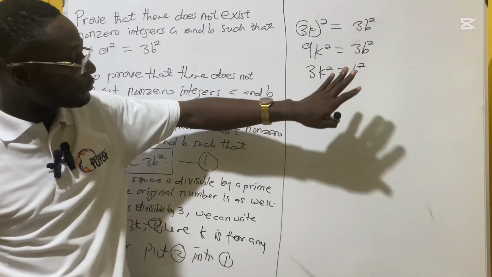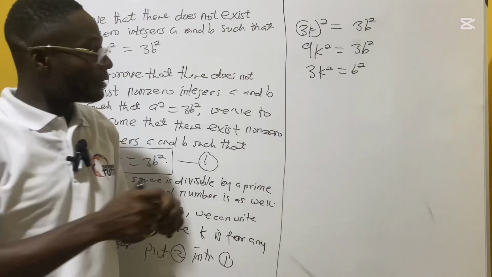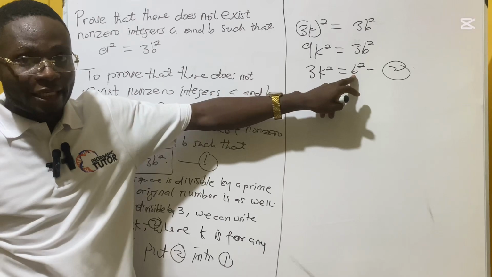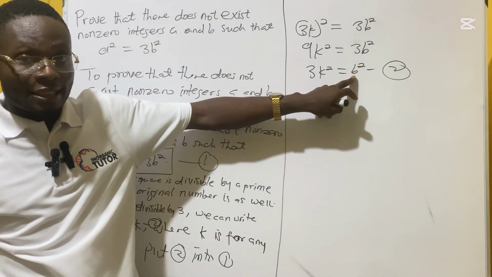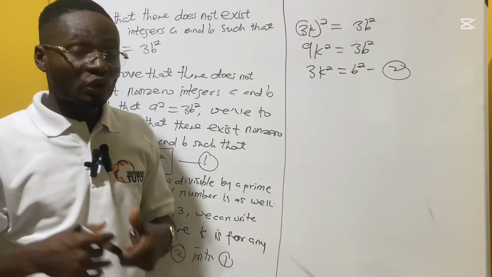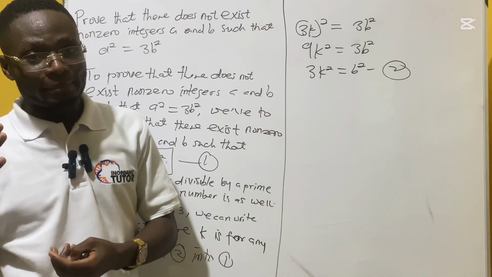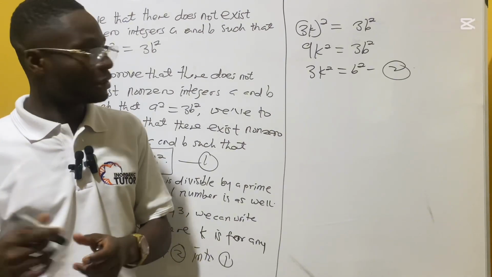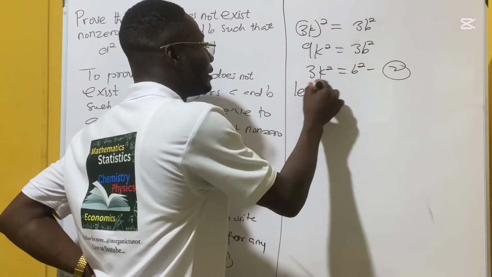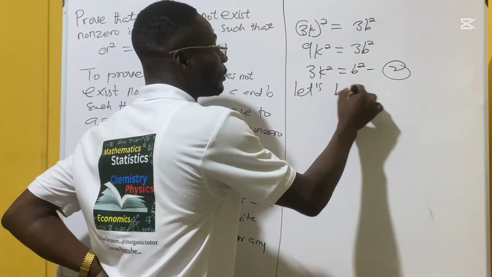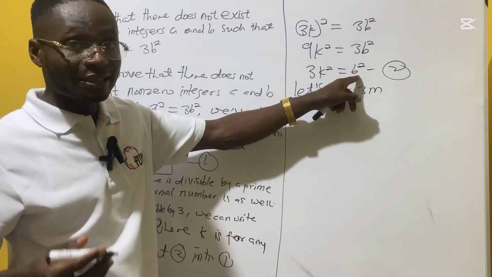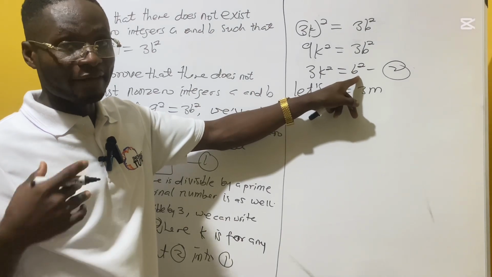So since b squared is divisible by 3, it means that b is also divisible by 3. So this means that this statement over here, let's name this equation 3. So once we have b squared here, it means that b is divisible by 3. So we can also assume another integer, m. Let's say that b is equal to 3m, because b is divisible by 3.